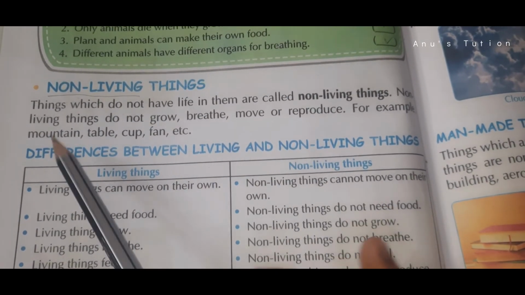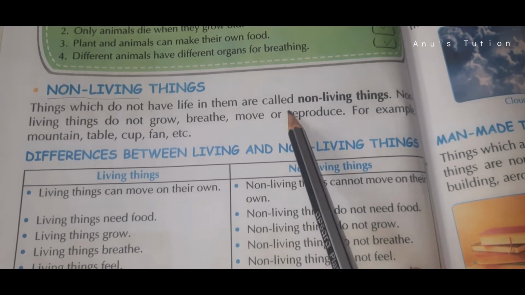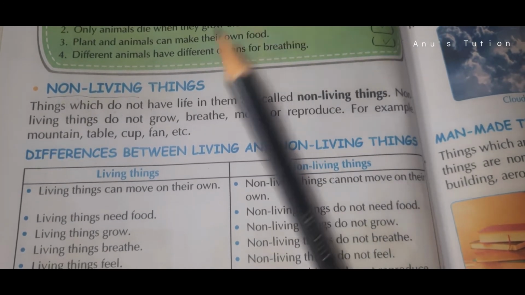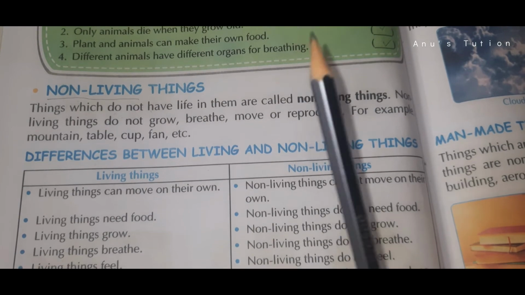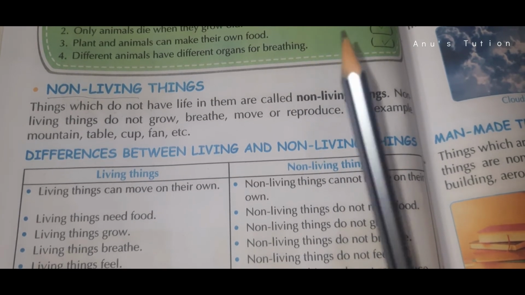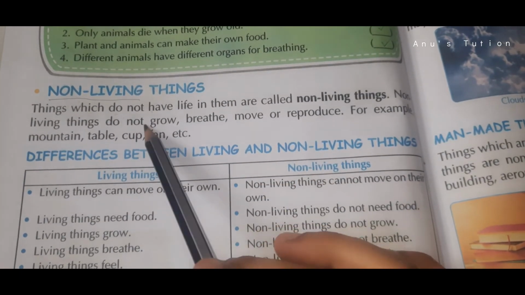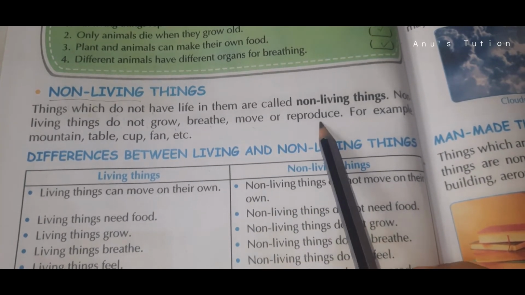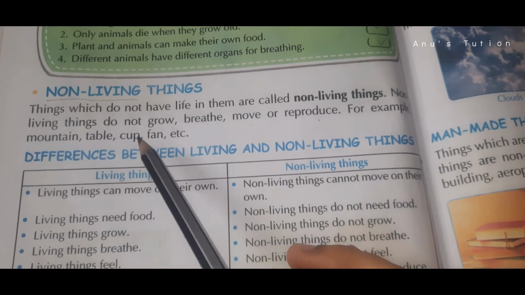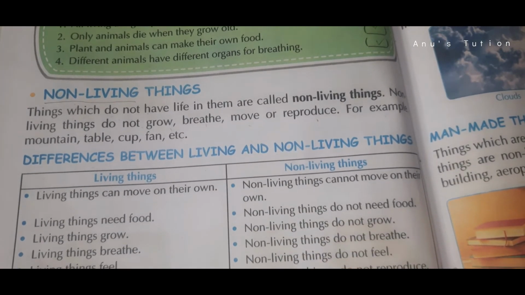Non-living things. Things which do not have life in them are called non-living things. For example, this pencil does not have a life. This is an example of a non-living thing, which is man-made. Non-living things do not grow, breathe, move or reproduce. For example, mountain, table, cup, fan, pencil, etc.